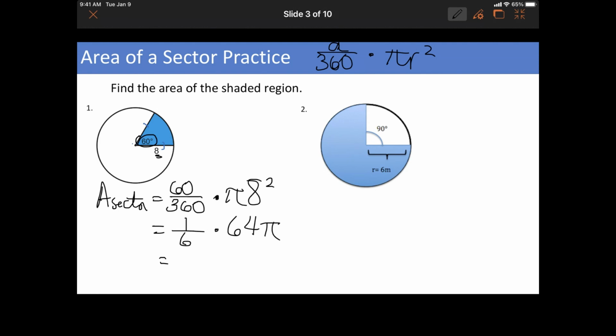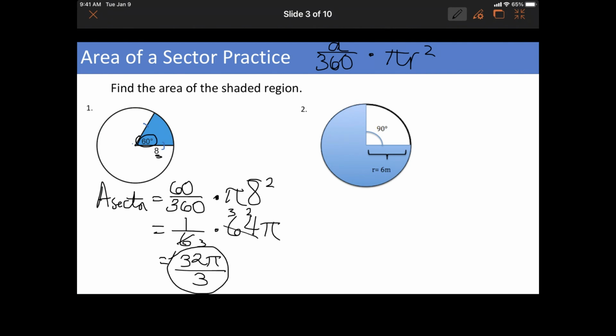Now I'm going to leave it as an improper fraction. The numerator is going to be bigger than the denominator, but I will simplify it. So 6 does not go into 64, but 2 does. So I'm dividing by 2. So this is 32 pi over 3, and then no units. So we're just going to leave it. And you're like, you're going to leave it like this? Yes. It does not say to round, so I'm going to leave this as the exact answer. And so I'm leaving pi as pi.